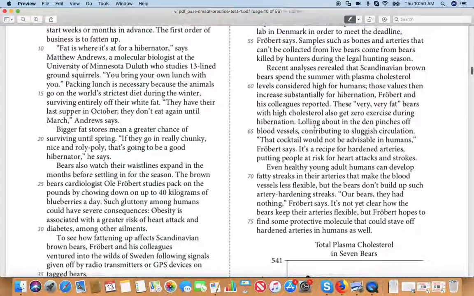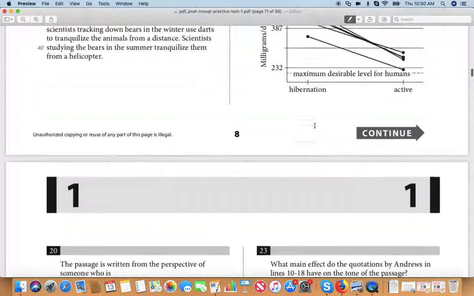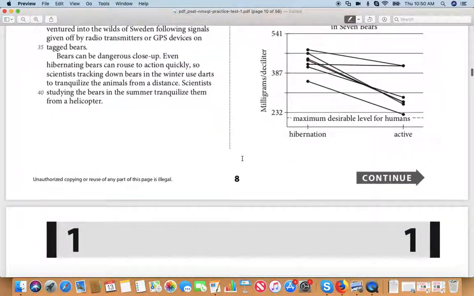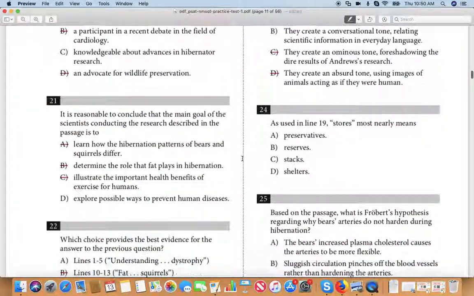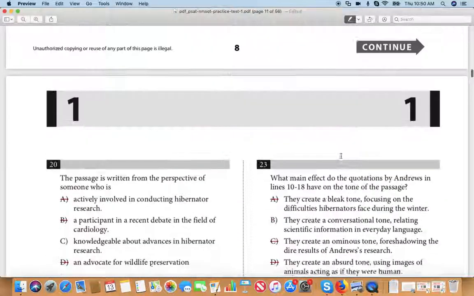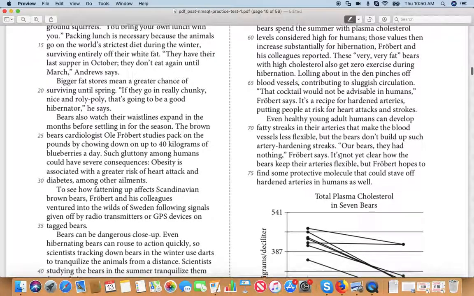Using line 19, just read the sentence. Bigger fat preservatives mean a greater chance of surviving until spring. How does that sound? That doesn't quite sound right. Plug in reserves. Bigger fat reserves mean a greater chance of surviving until spring. How does that sound? That sounds good.